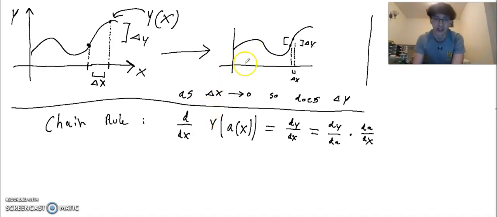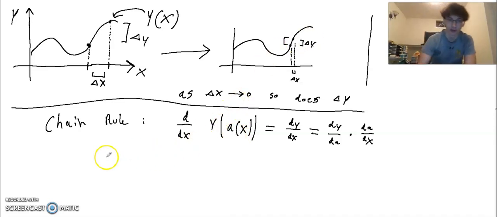But first, what does the chain rule say? So if we have this function y, and inside this function y we have another function a of x, the derivative of y with respect to x is actually going to be equal to the derivative of y with respect to a, this part right here, times the derivative of a with respect to x. So we kind of just take the derivative of this main function right here, and then we multiply it by the derivative of this smaller function in here. It's going to make more sense as we do some examples. Well, we'll start with an example right now.